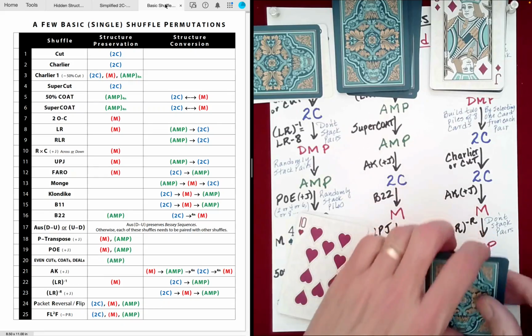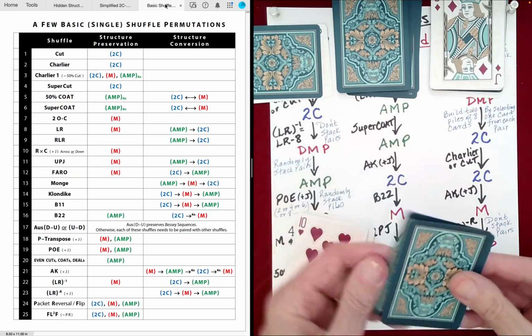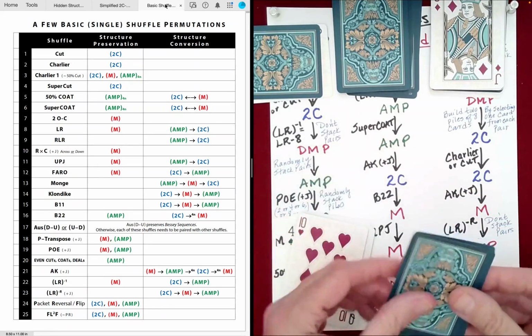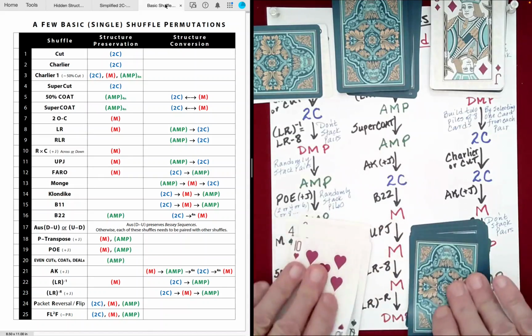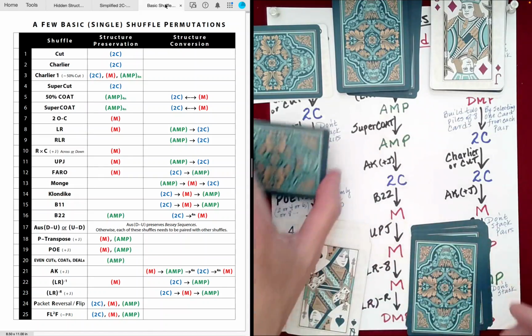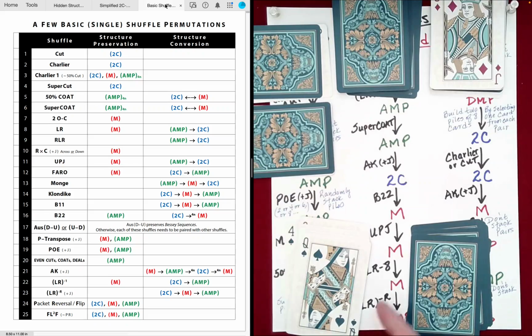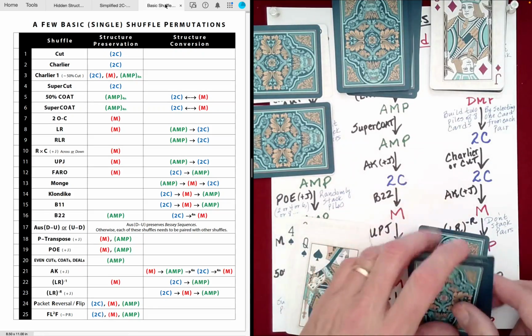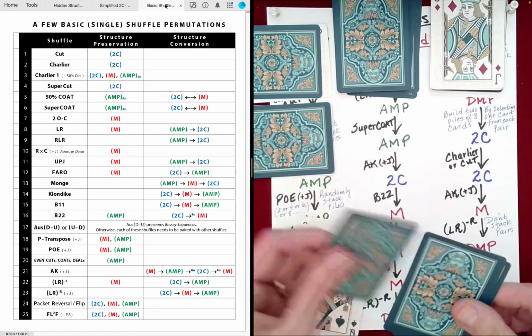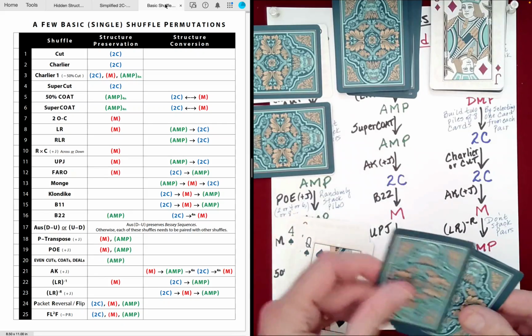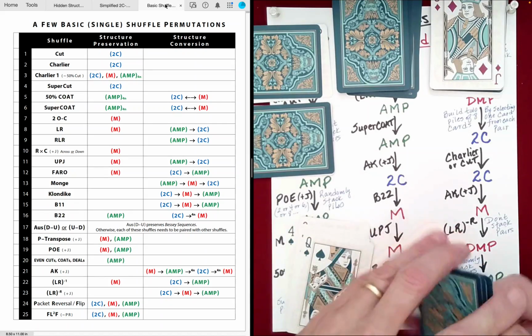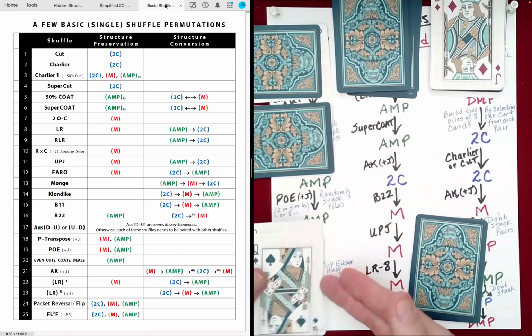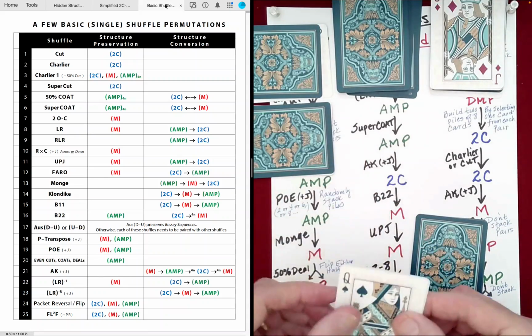That leaves 4 for over here. 1, 2, 3, 4. And then we set aside the new top cards. There we go. We have 5 swaps. Maybe we'll do 4 over here. 1, 2, 3, 4. And that leaves 1 swap to complete the set of 5 for over here.